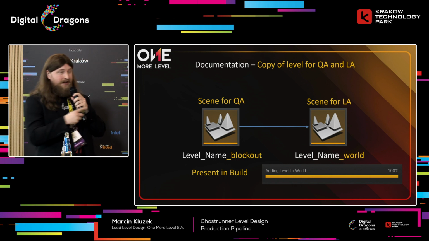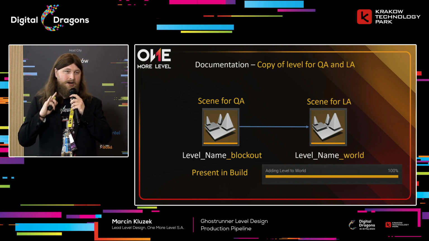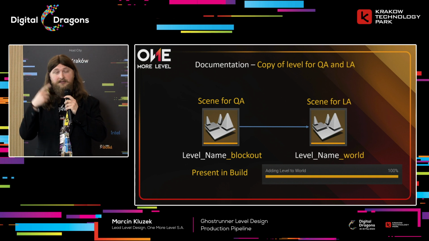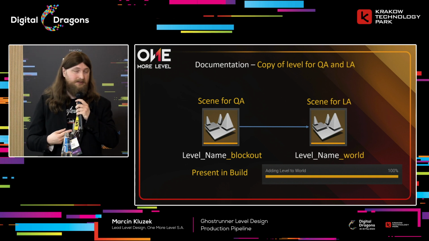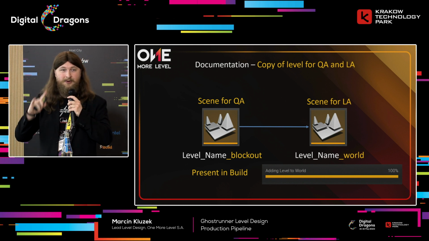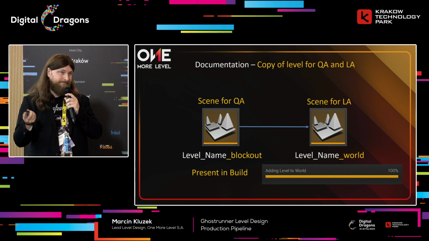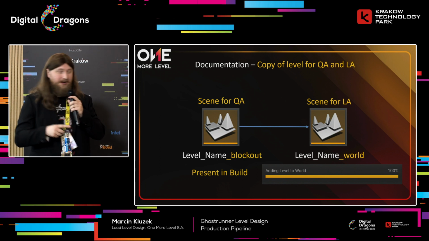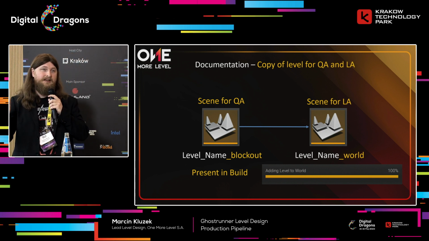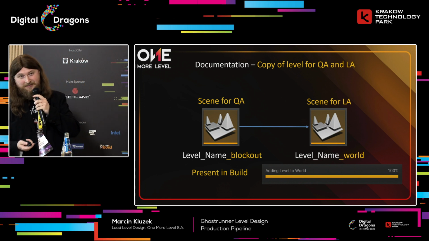We also create a copy of the level for QA and level art. On the left, this is our level, and we add a prefix blockout to it. Why? Because this is the blockout, right? We create a copy to have it, and it's in the build, it goes to the publisher, and you can play it all the time. And you create a copy level named with prefix world for the level artist, because they want to work on it, and it won't be playable, right? Why world? Because when adding sublevels to persistent, the process is called adding level to world. So I thought to myself, okay, let's add maybe this prefix.